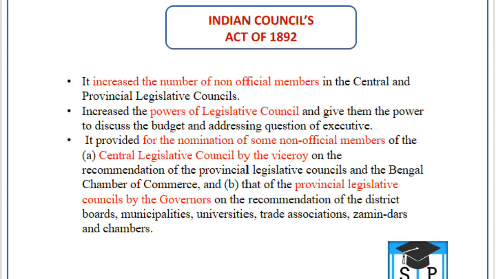Indian Councils Act of 1892. The features of this act were: the Indian Councils Act of 1892 increased the number of additional or non-official members. These non-official members are the Indian members nominated by the Viceroy in the central and provincial legislative councils. Although this increased the number of additional members in the central and provincial legislative councils, the official majority was still maintained with the British.